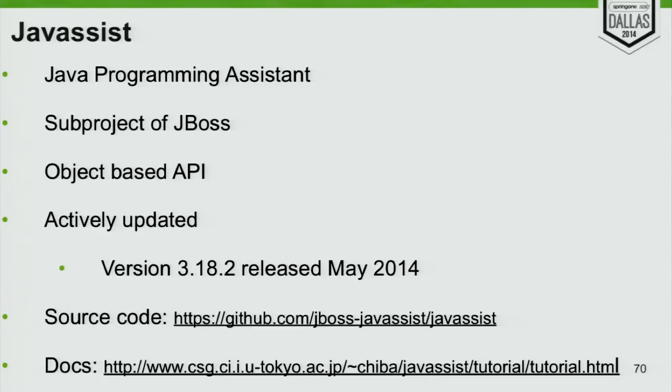Let's start with Javassist. It stands for Java Programming Assistant. It's a sub-project of JBoss. And it actually has two APIs. It has an object-based one and then a lower level one, closer to the bytecode. And I'm just going to show the object-based one today. And it is actively updated.